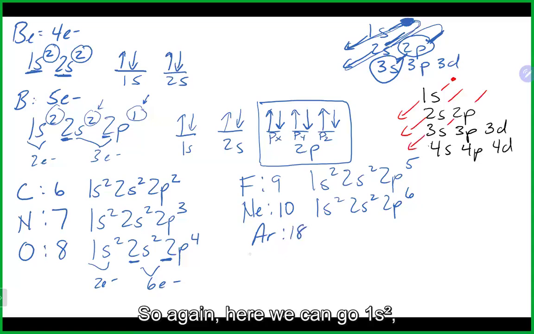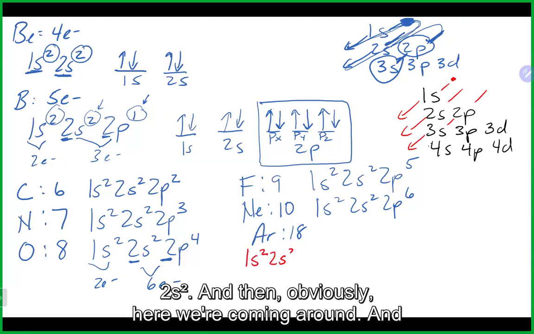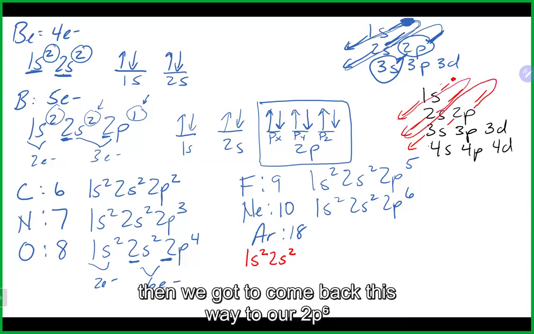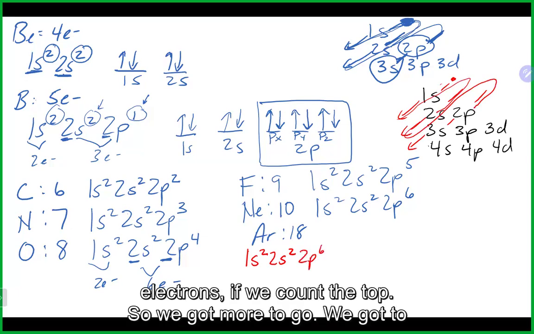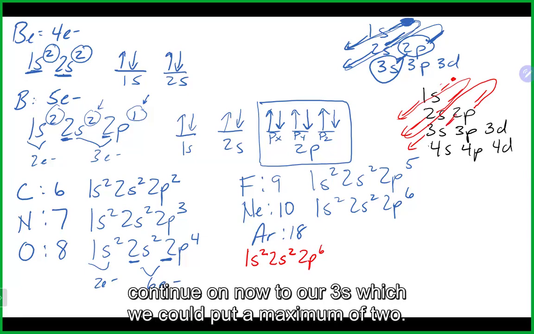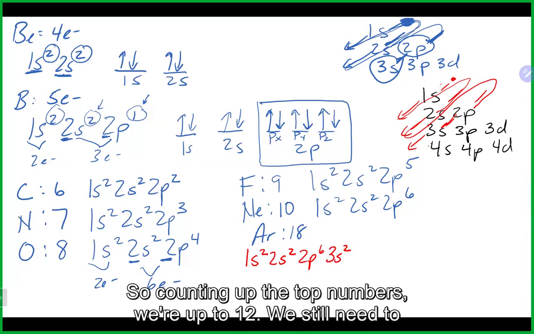So again, here we're gonna go 1s2, 2s2, and then obviously here we're coming around, and then now we got to come back this way to our 2p6. That obviously is 10 electrons if we count the top, so we got 4 to go. We got to continue on now to our 3s, which we could put a maximum of 2. So counting up the top numbers, we're up to 12.